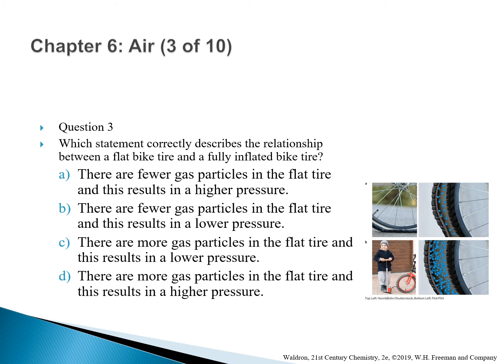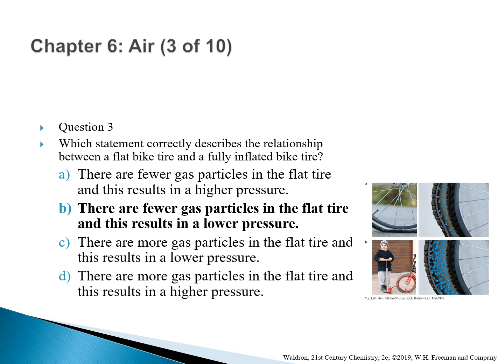Question 3. Which statement correctly describes the relationship between a flat bike tire and a fully inflated bike tire? A. There are fewer gas particles in the flat tire and this results in a higher pressure. B. There are fewer gas particles in a flat tire and this results in a lower pressure. C. There are more gas particles in the flat tire and this results in a lower pressure. D. There are more gas particles in the flat tire and this results in a higher pressure. Please pause your video here.